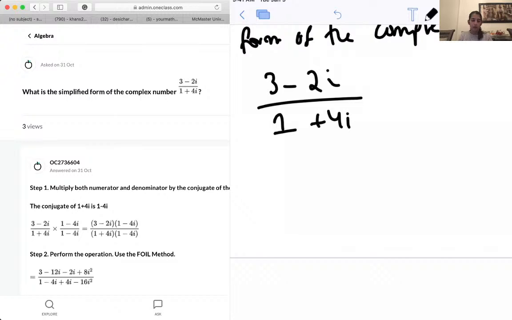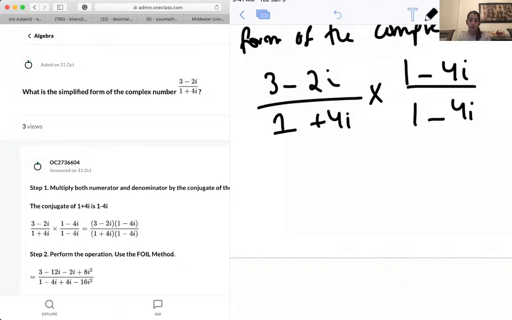The first thing we're going to do is multiply the numerator and denominator by the conjugate of the denominator. The conjugate is almost the same, but the sign is flipped. Our denominator is 1 plus 4i, so we flip it: 1 minus 4i. We multiply by its conjugate, 1 minus 4i over 1 minus 4i.